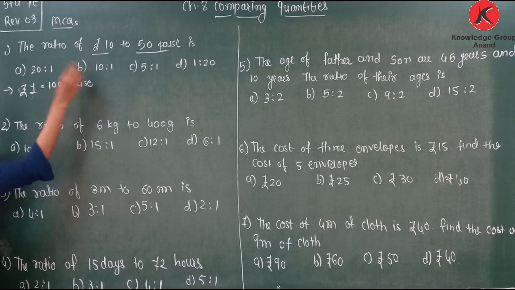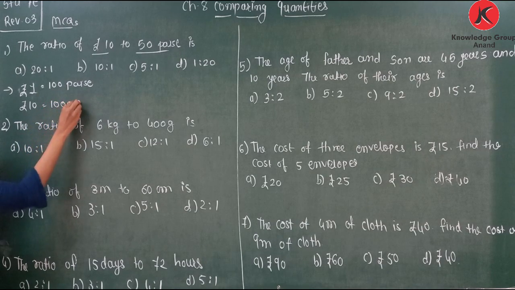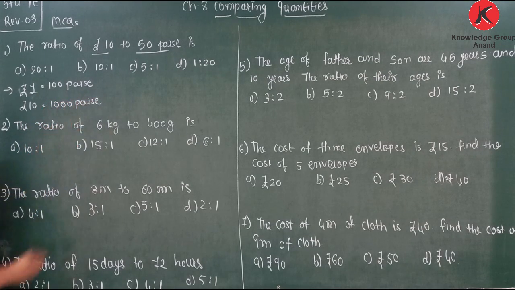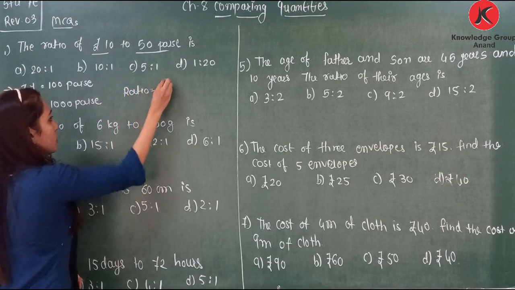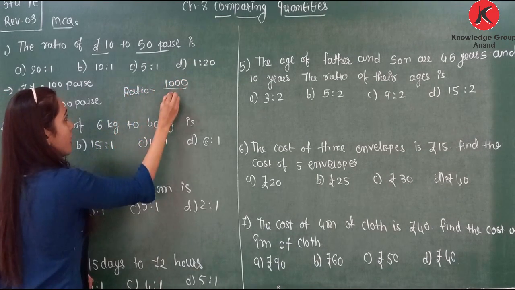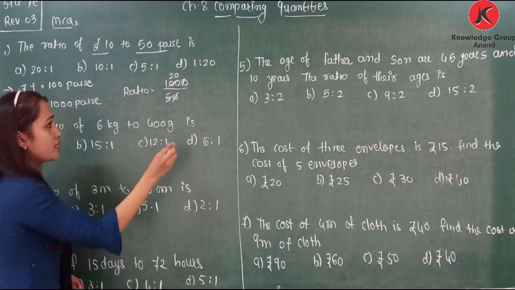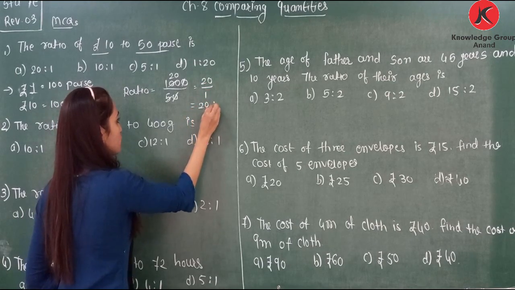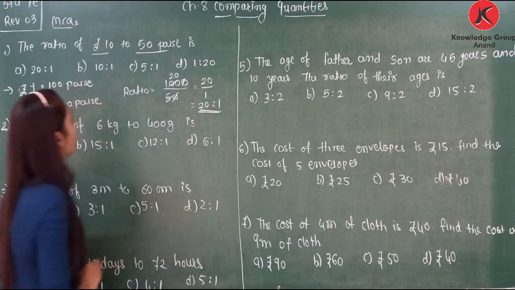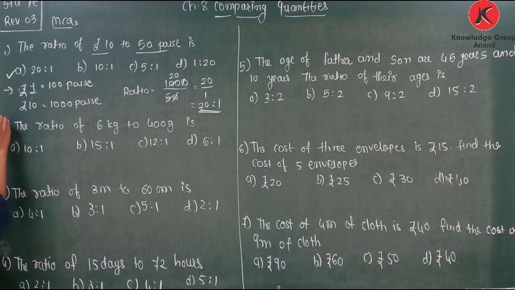So here in the question we have 10 rupees. So that is 1000 paisa. 10 multiplied by 100 is 1000. Now ratio is 1000 divided by 50. 25 is 100. It is 20 by 1. So ratio is 20 is to 1. So our answer is option A. Now next one.